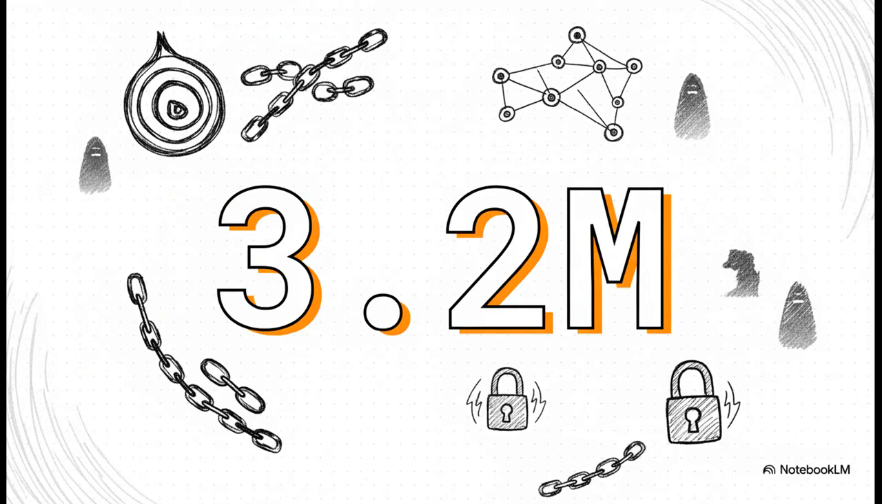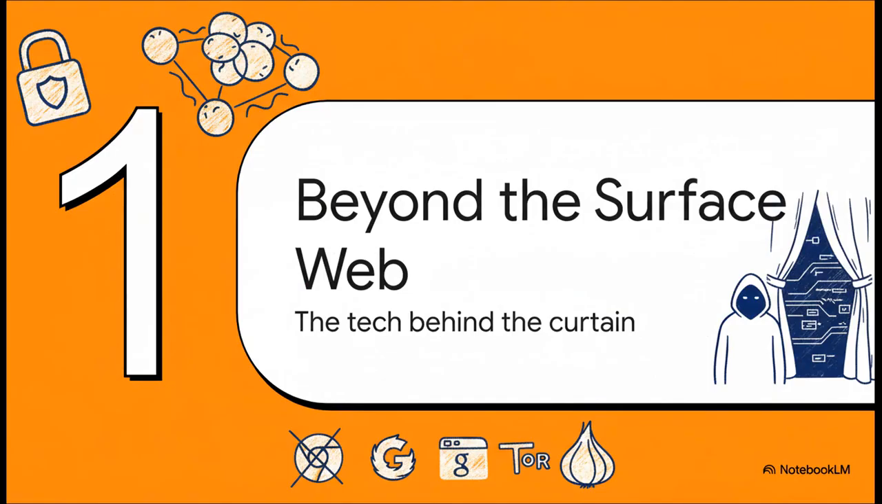So, let's start with a number that might just blow your mind. 3.2 million. That's the average number of people using the dark web every single day. This is not some tiny, forgotten corner of the internet, folks. It is a bustling global network. And to understand what draws millions of people into these shadows, we first have to understand the technology that actually creates them.